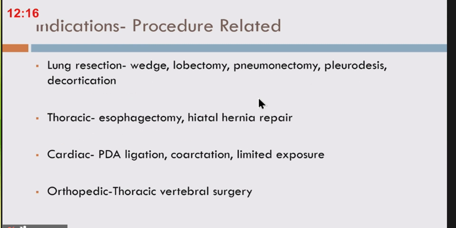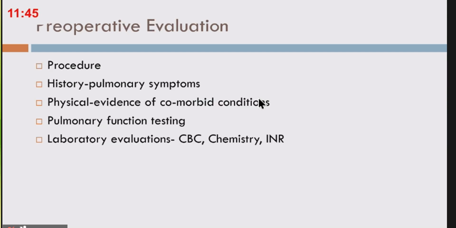Lung resections, obviously. You might need it for esophagectomies, such as what we did yesterday, and hiatal hernia repairs, where they might need to go into the thorax to ligate the two parts of the esophagus. PDA ligation, coarctation, limited exposure, and vertebral thoracic surgery a lot of times needs one lung ventilation.